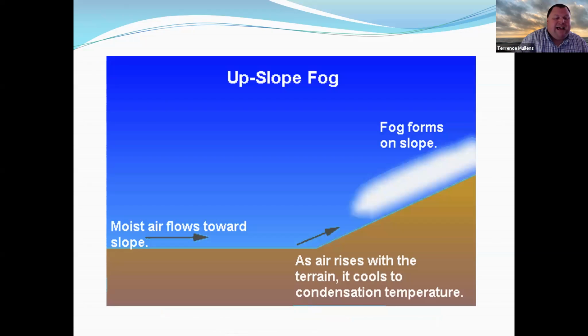So basically what happens is moist air approaches the mountainside. Once it hits the mountainside, it has to go up. As it goes up, it expands, cools, and condenses, and boom, you get fog. And so that is how you get fog in that case.